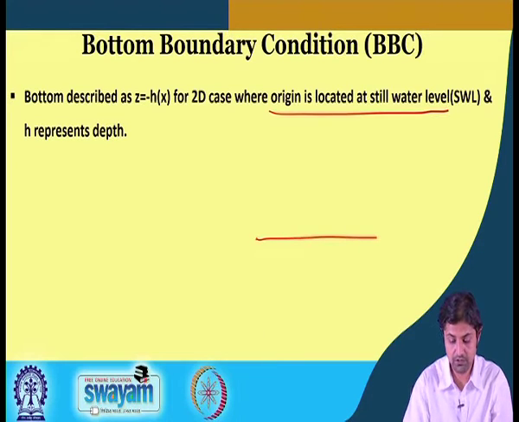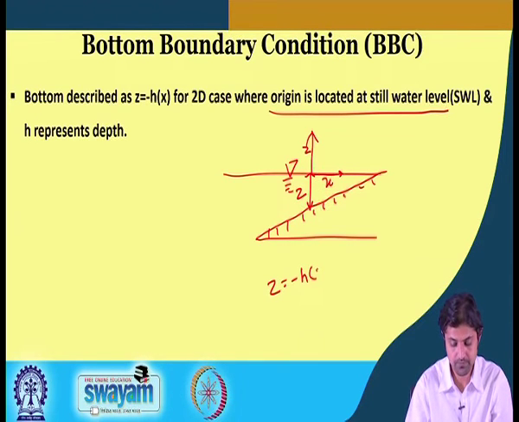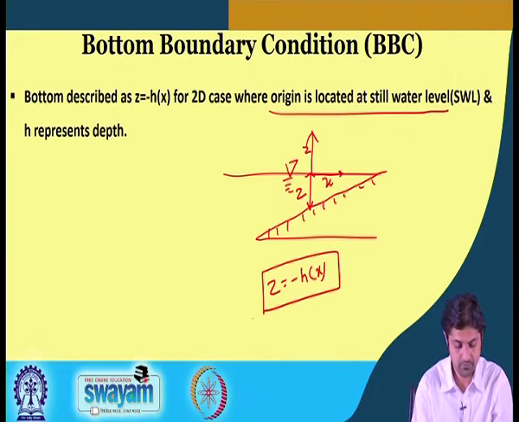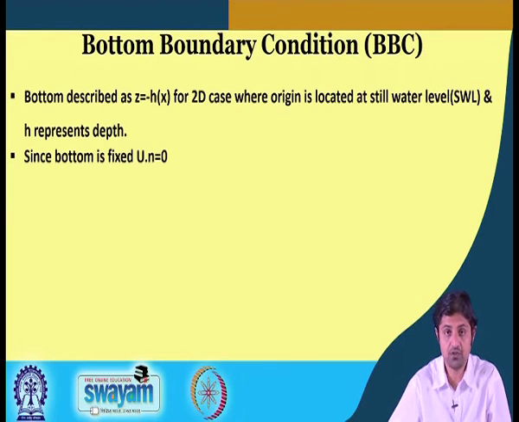So, again drawing, this is the origin, let us say this is this. Since from the boundary condition we see the bottom is fixed, u dot n is going to be 0, which we have seen in the previous lecture.